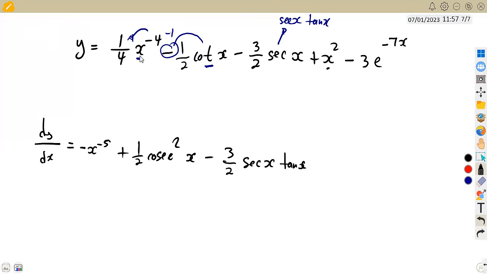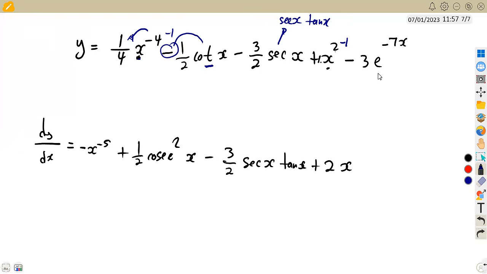X squared, just like x, here there's x. So you drop the exponent. So here there's a 1. So it's 2 times 1, which is going to be 2x to the exponent of, we subtract 1. So it's 2 minus 1, which is 1. 2x to the exponent of 1 and 2x simply the same. So you can just leave it like that.